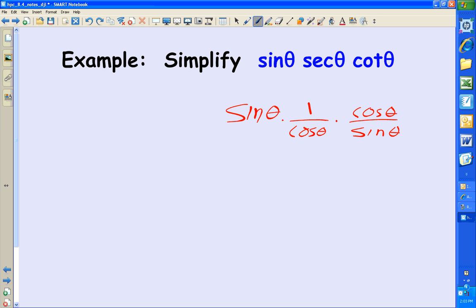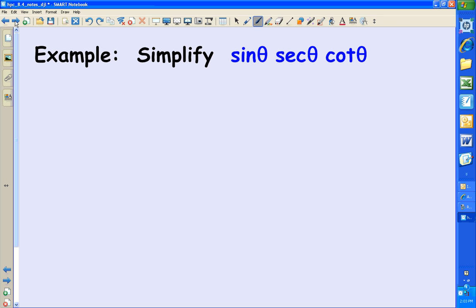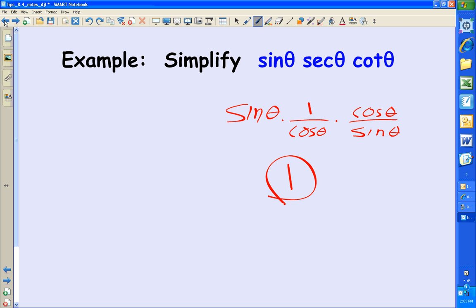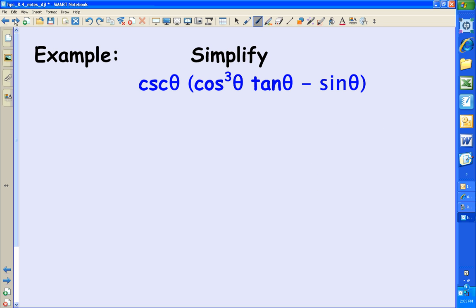What does it simplify to? 1. You've got to really feel like you're done when you get to something like that. I don't think we're done if you're wondering whether we could change it to sine squared plus cos squared. Okay, that's not making it simpler. 1 is good. Is that the same one? Yeah, I got 1. All right, try this one.